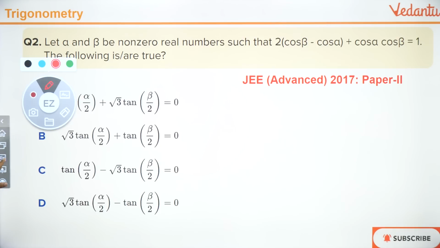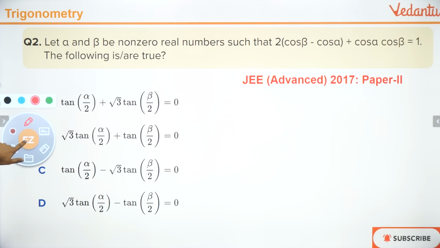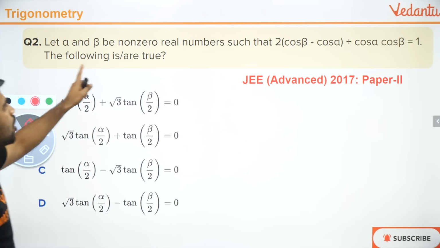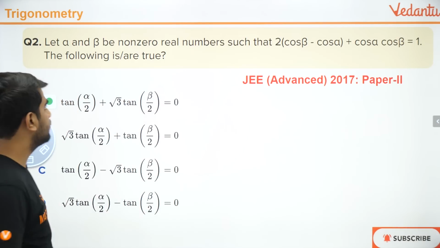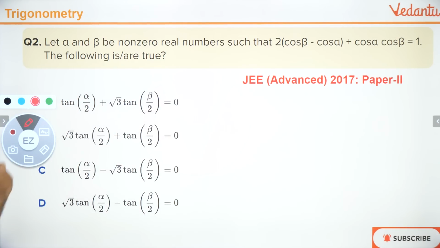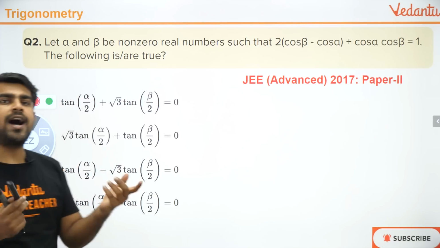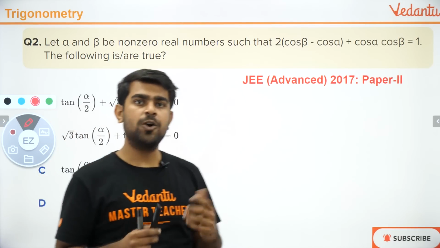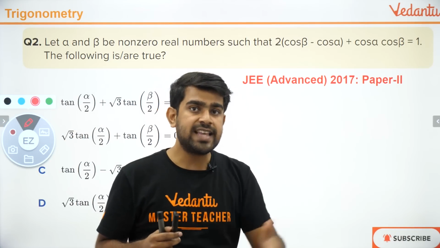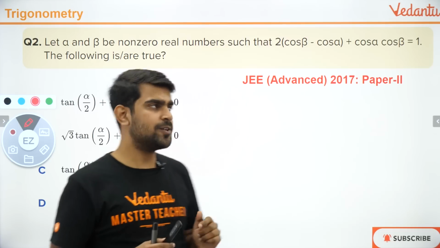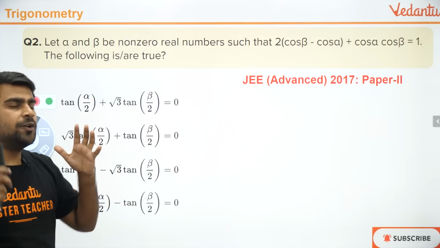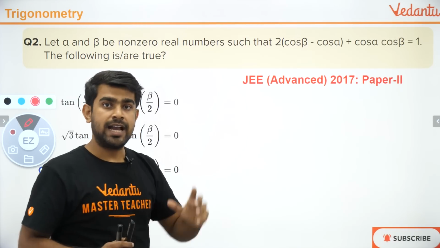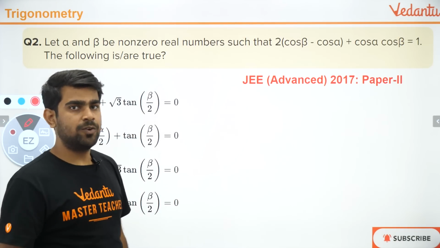Okay, so this question, let's get started. Let alpha and beta be non-zero real numbers such that this expression is equal to 1. Then which of the following are true? So guys, how do we start solving these equations? And how do we know which direction to proceed? That might be a question, because if you keep manipulating it, you might end up with the answer, but how do you go in a strategized manner and arrive at the answer? That is what I'm going to help you out with.